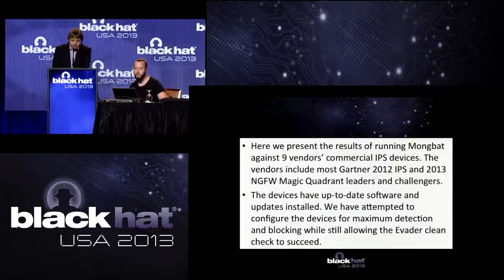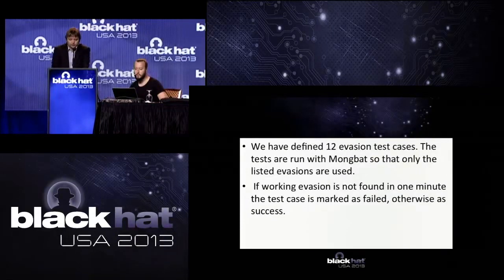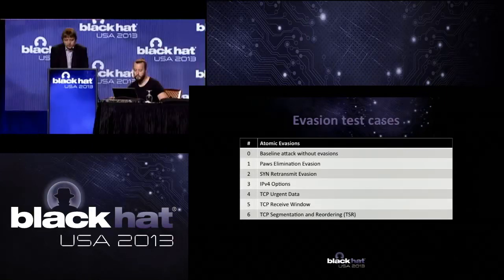Next I will present some of the results that we have found by running Mongbat against 9 vendors' commercial IPS devices. These vendors include most of the Gartner 2012 and 2013 IPS and next generation firewall Magic Quadrant leaders and challengers. These devices have up-to-date software and updates installed. We attempted to configure the devices for maximum detection and blocking while still allowing the evader clean check to succeed. And we have defined 12 different evasion test cases. We ran these with Mongbat, and only the listed evasions are used. If a working evasion is not found within 1 minute of running Mongbat, then the test case is marked failed, otherwise success.